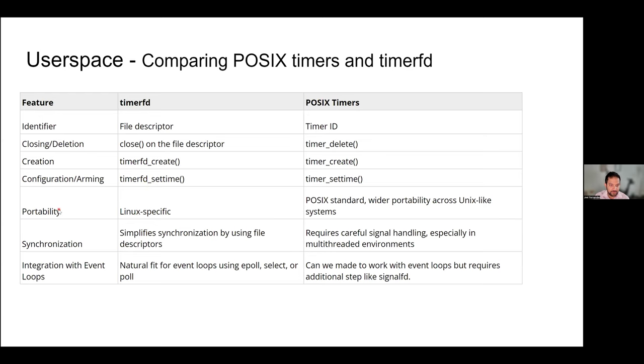Now, portability is something to think about. Timerfds are Linux specific, whereas POSIX timers are in the POSIX standard, so they're more portable. Synchronization is easier using timerfds because you don't have to deal with concurrency issues with signals. You can fit these timerfds easily in your event loops and use poll, select, and so forth. Whereas with POSIX timers, it's a little harder because you have to use signals and worry about concurrency and things like that.